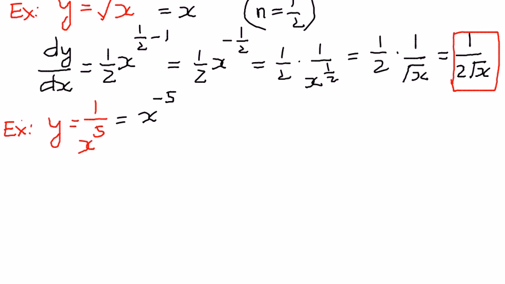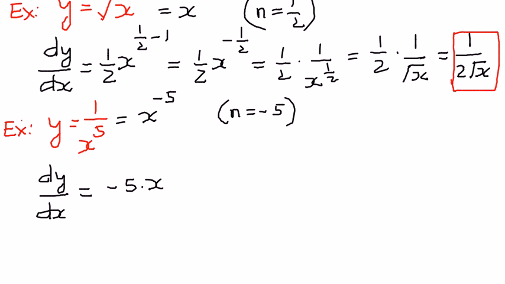And therefore as we can see, n is going to be equal to negative 5. We can use the power rule now. Therefore, the first derivative, dy by dx, is going to be equal to n, which is negative 5, times x to the power of n minus 1, negative 5 minus 1. So we can write this one out as negative 5 x to the power of negative 6. Negative 5 plus negative 1 is going to be equal to negative 6.